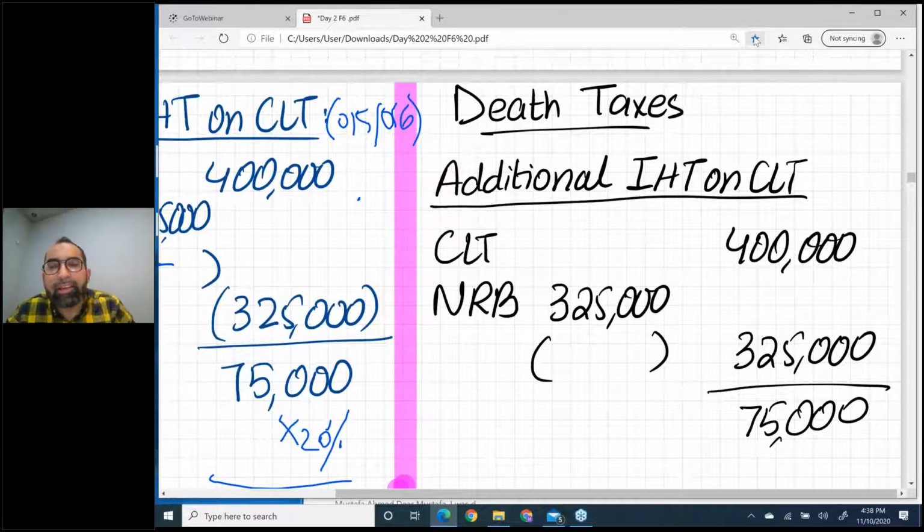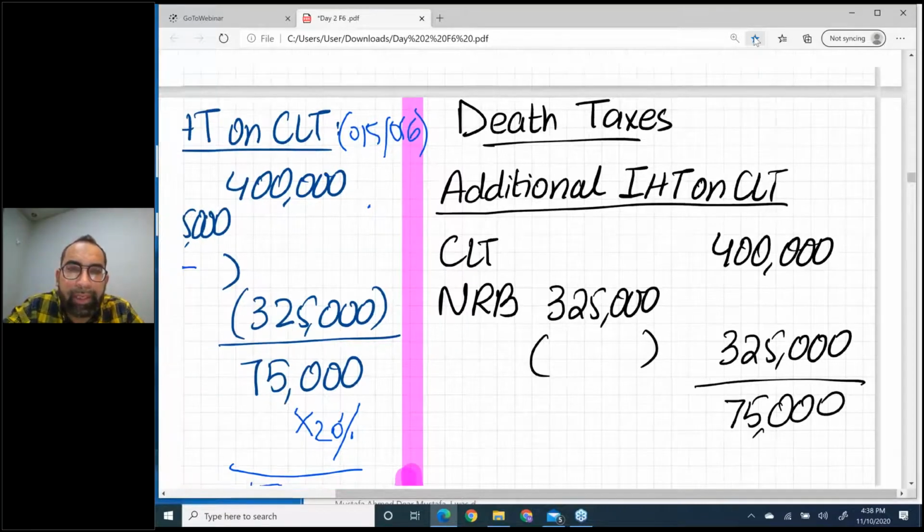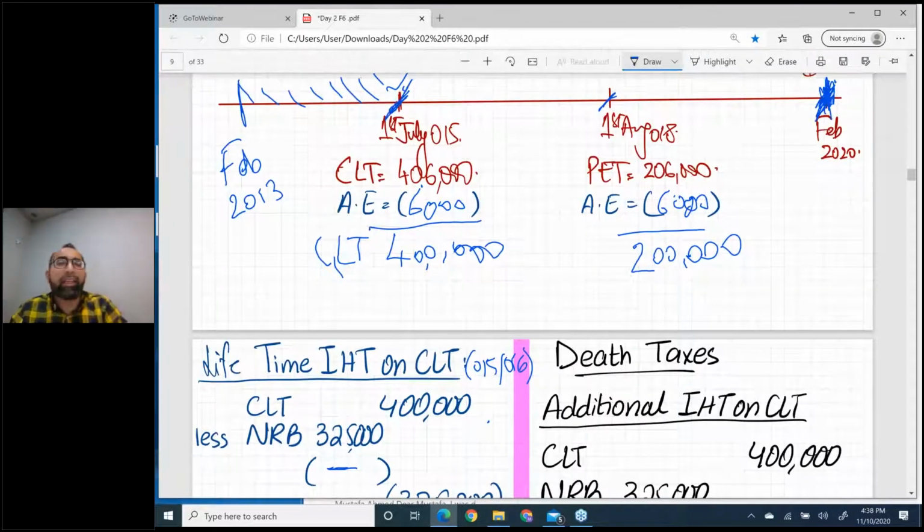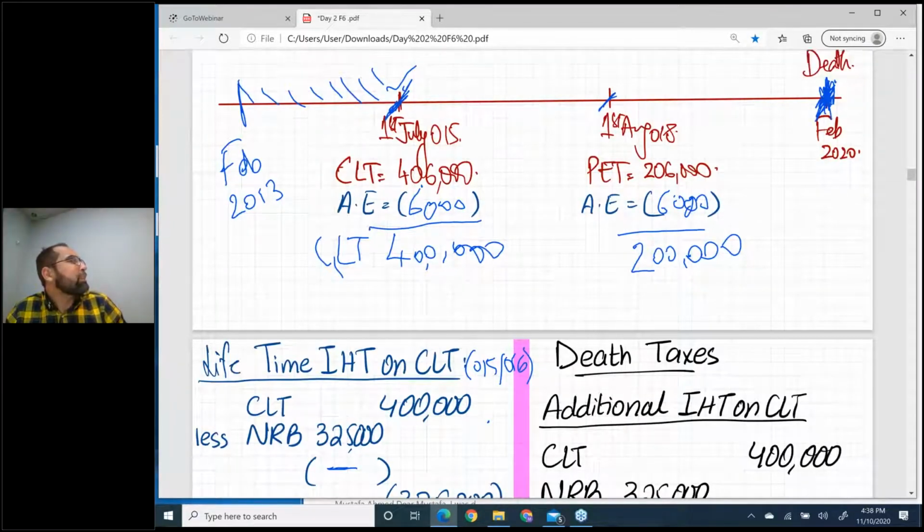So just think, what's the date of gift? The date of gift is 1st July 15. If you look back 7 years from 1st July 15, there is no gift. So that means your total NRB is unused, and you can easily use it.